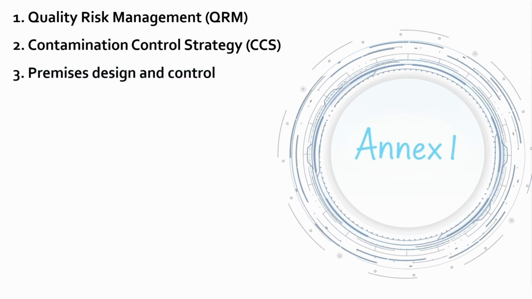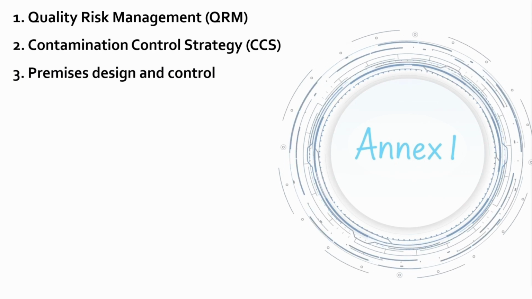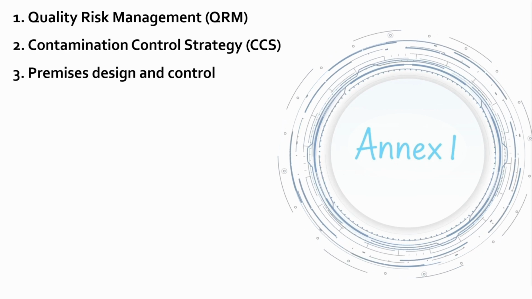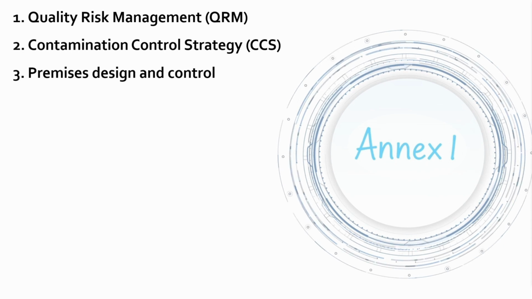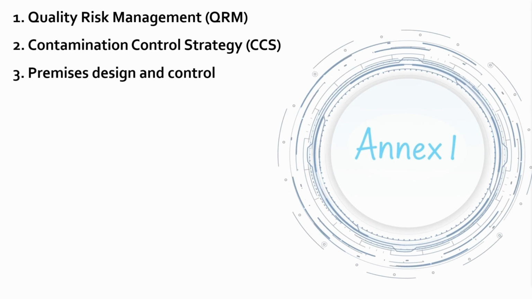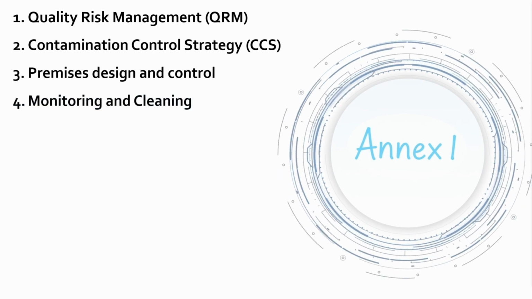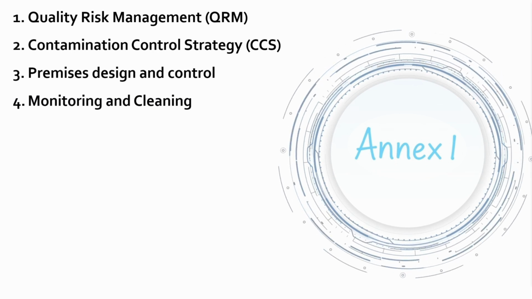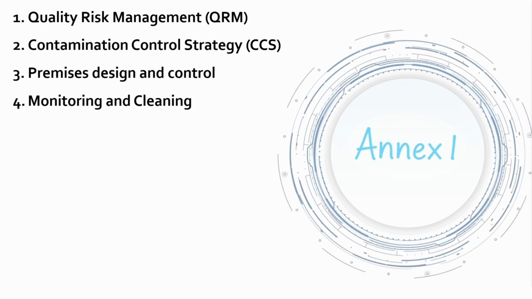Premises design and control are critical for minimizing contamination risks. Clean rooms are classified according to the level of particulate and microbial contamination allowed. Annex 1 specifies requirements for air filtration, airflow patterns, and pressure differentials to prevent the ingress of contaminants. Regular monitoring and cleaning are essential to maintain the integrity of the cleanroom environment. The layout and design of the facility should facilitate efficient cleaning and disinfection procedures.